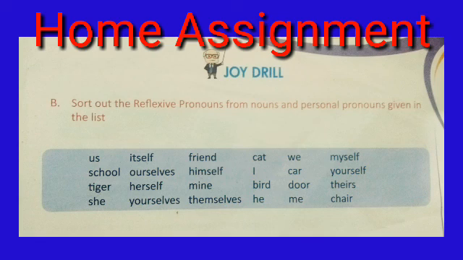Out of them you are to find reflexive pronouns, nouns and personal pronouns. Okay? You can write the answers in the book, and the students who are not having the books with them, note this exercise in notebook.